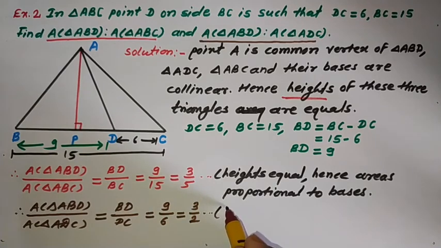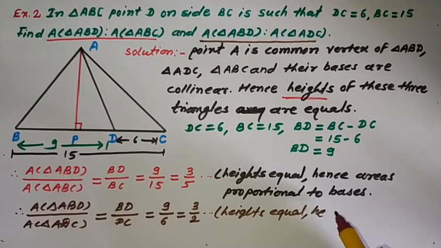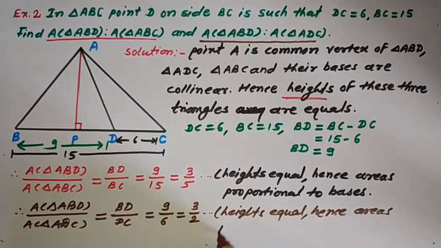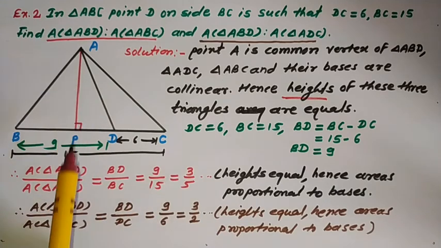Here the reason: heights are equal, hence areas are proportional to bases. Solve this type of example by checking whether the bases are equal or the heights are equal in the figure.